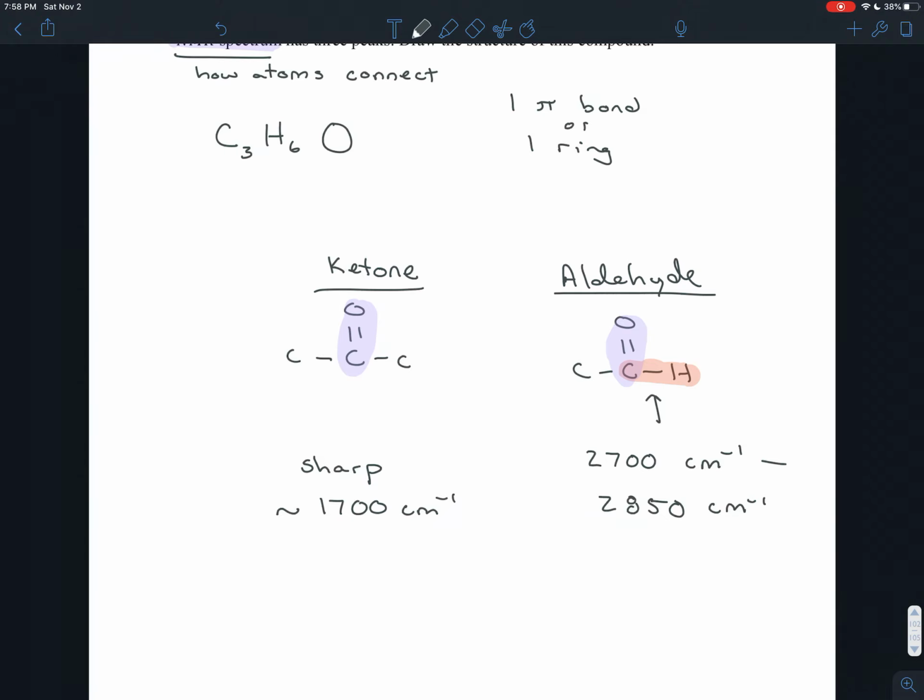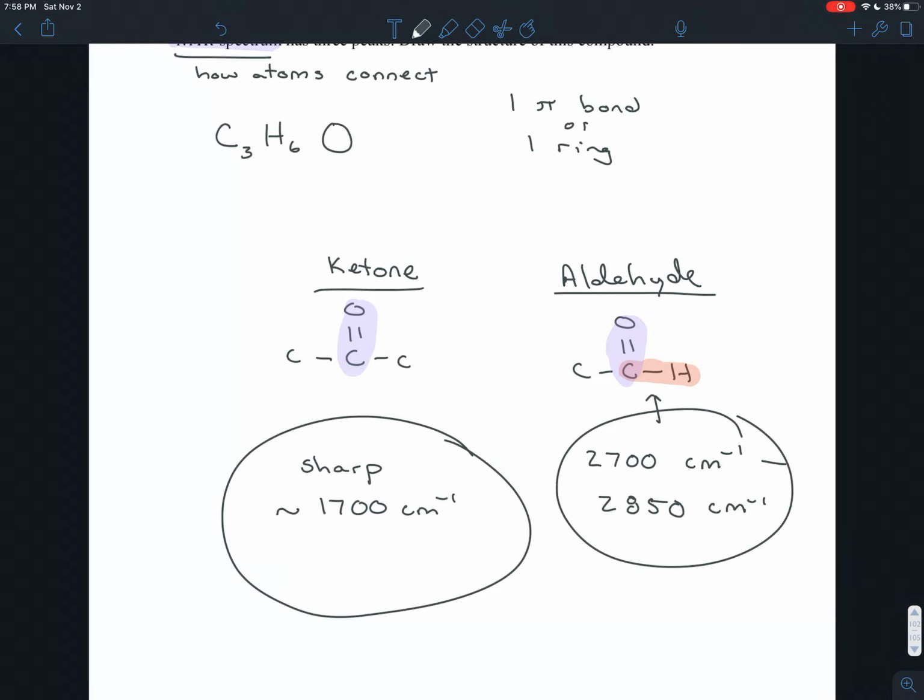Around there. We'll talk in more detail about that in spectroscopy in the next chapter, but that carbonyl carbon to oxygen bond will absorb at around 1700. So you'll know you have a ketone if you have an absorption at 1700 and nothing else. You don't have an absorption in this range. You'll know you have an aldehyde if you have the absorption around 1700, but also an absorption between 2700 and 2850. And that's the carbonyl carbon to hydrogen bond.